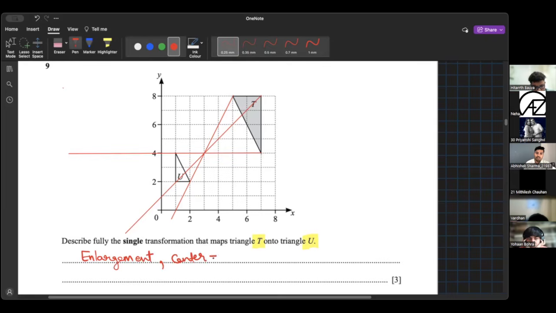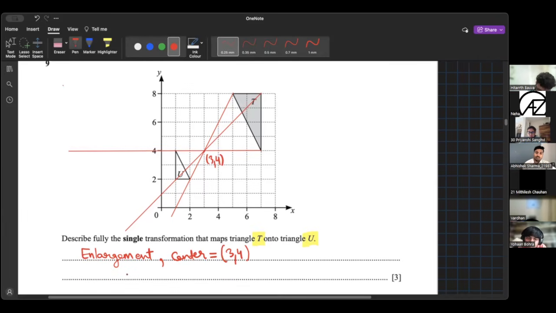What is the center of enlargement? The center of enlargement is the point through which all the three lines are intersecting. So this coordinate, which is (3, 4). Can you see (3, 4)? The point of intersection here, the common point of intersection. So the center is (3, 4). And because it's a coordinate, we'll write it in the brackets.